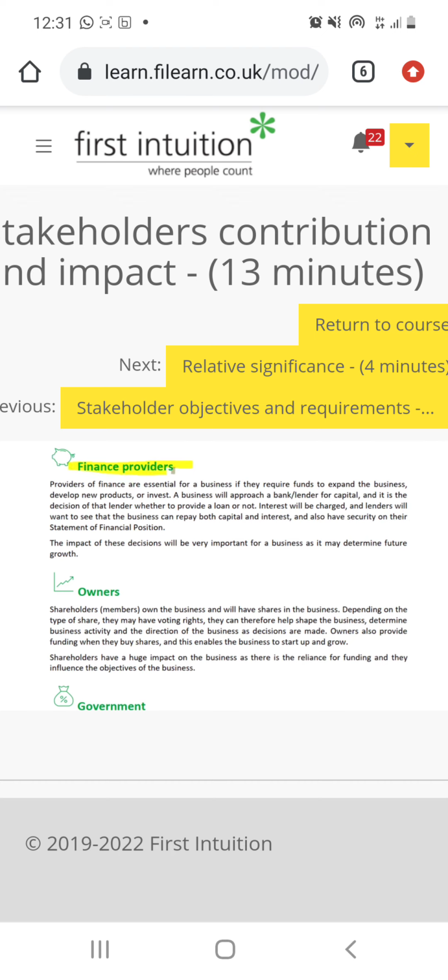Focusing now on our finance providers, for example, banks. Providers of finance are essential for a business if they require funds. The company may require funds to expand the business or develop new products. A business will approach a bank, and it's the decision of that lender whether to provide a loan or not.